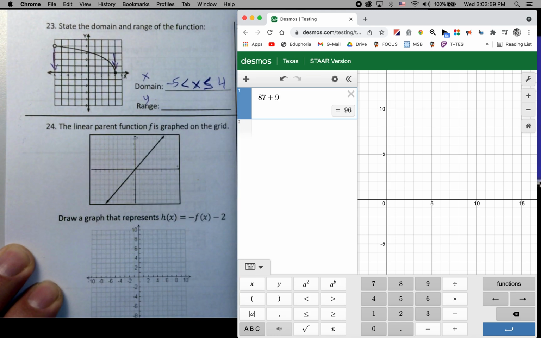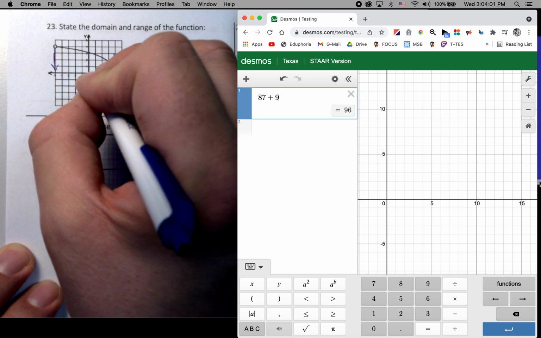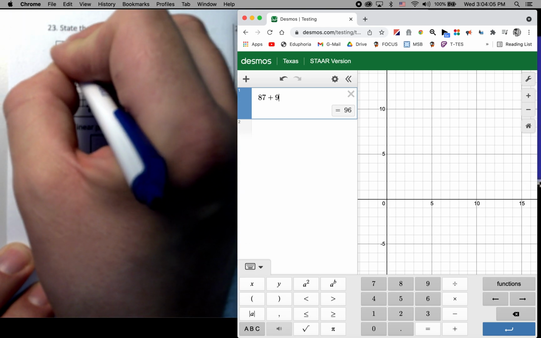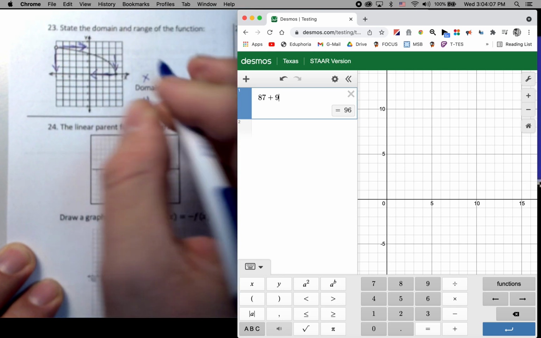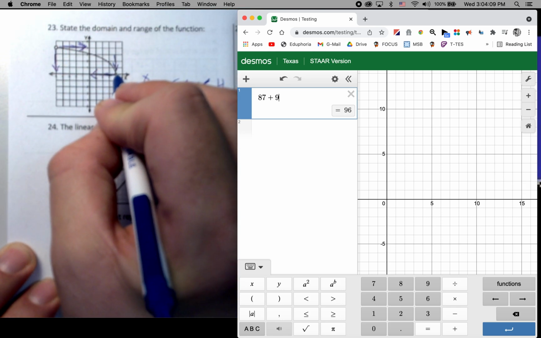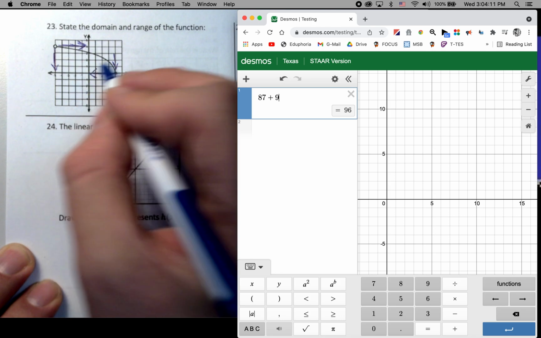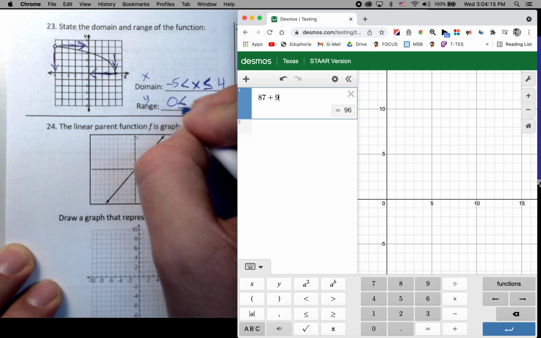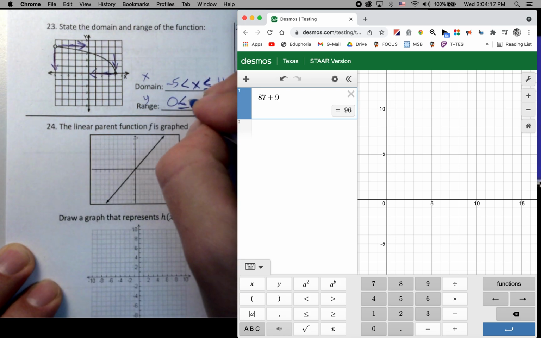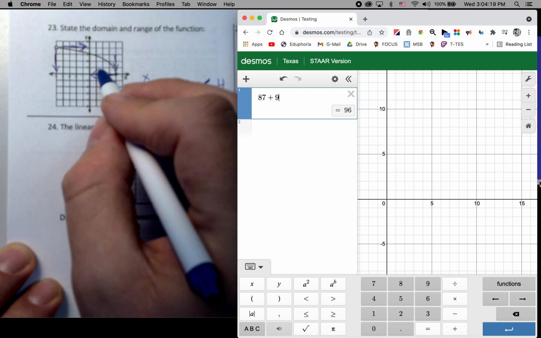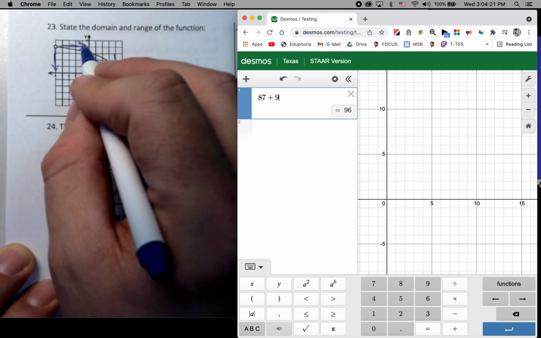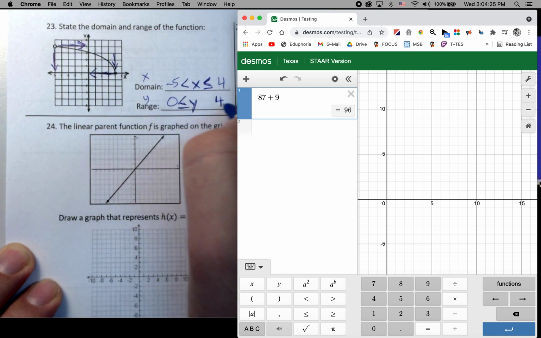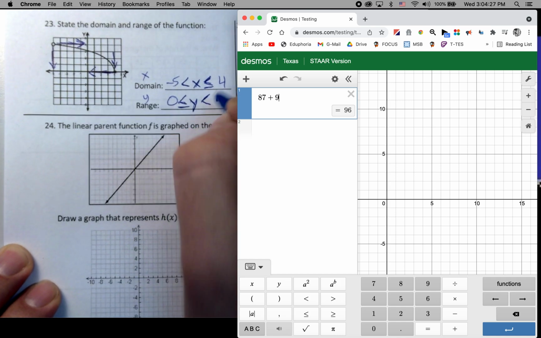Okay? Range is your Y, so it goes from down to up. The farthest point down is this point, and it points to 0. It's a closed circle, so it's going to be less than or equal to. There's going to be a Y value, and it goes all the way up to here, which points to positive 4. Now that is an open circle, so that one's just going to be less than. And there you go.